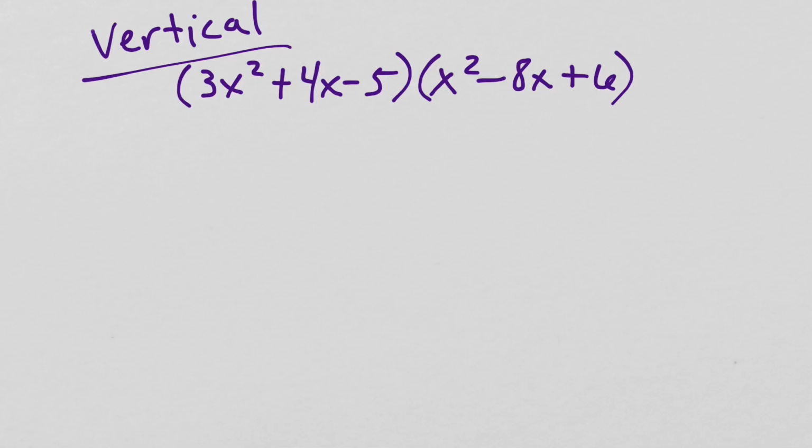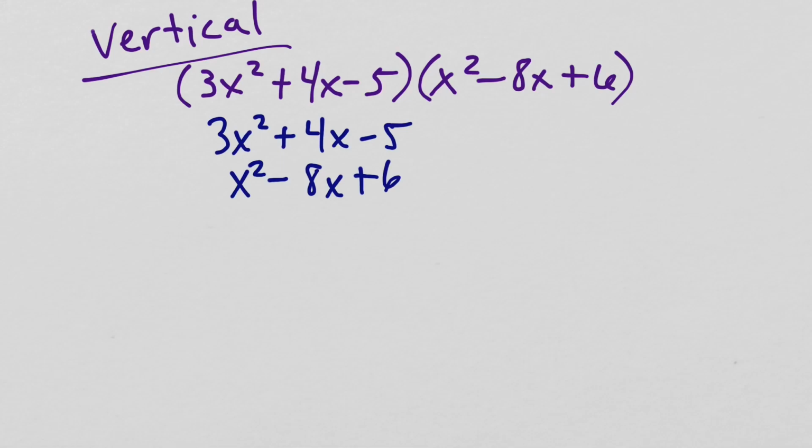The vertical method would just be multiplying things as though they were a 3-digit number times a 3-digit number. So 3x squared times 4x minus 5, x squared minus 8x plus 6. You line them up vertically. We are using the multiplication operation. And then you're just going to take 6 times each column. Yeah, let's not do that.